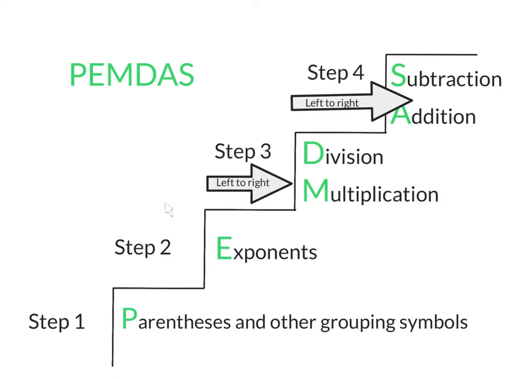So just like you read on the page, you would do the multiplication and division from left to right, and you would save the addition and subtraction for last. And that's the same thing. It's not addition before subtraction. You do the addition and subtraction in the order they come from left to right. So let's do one example problem.